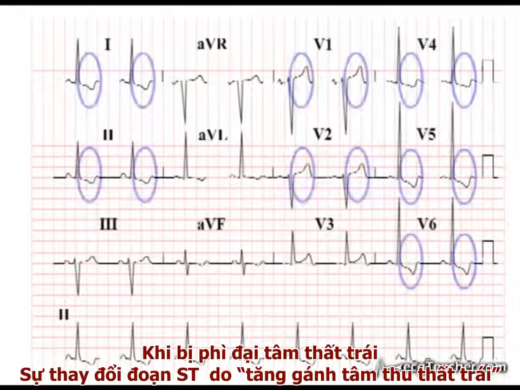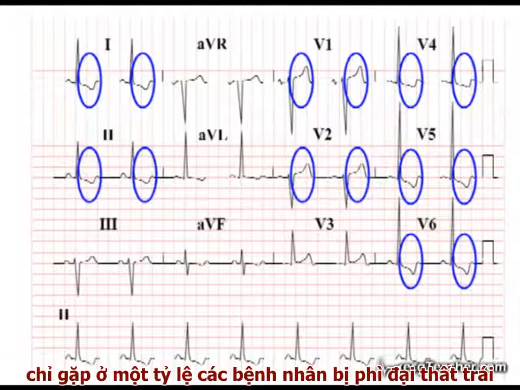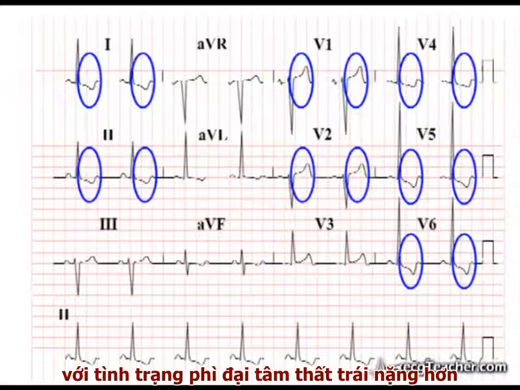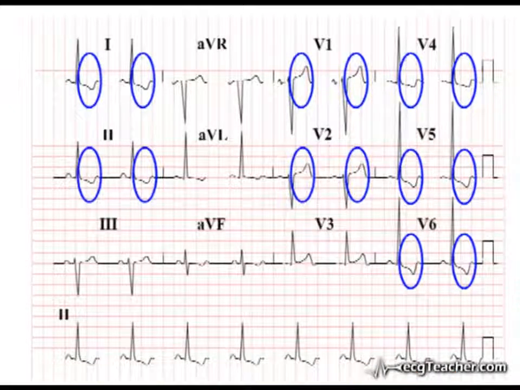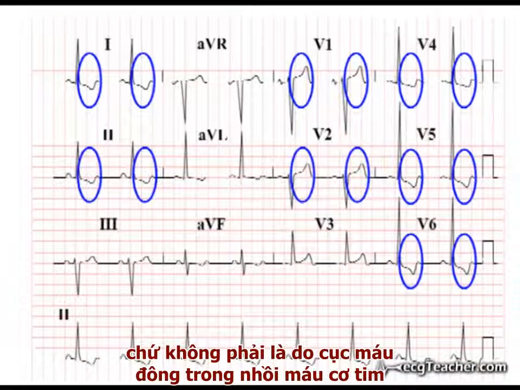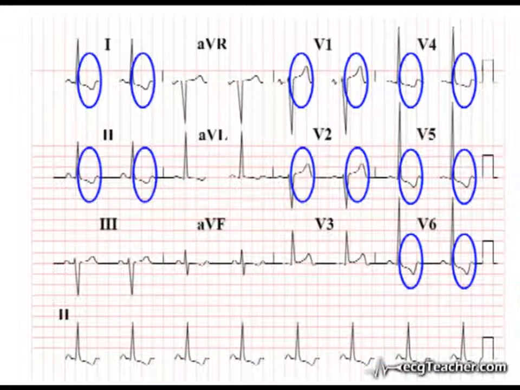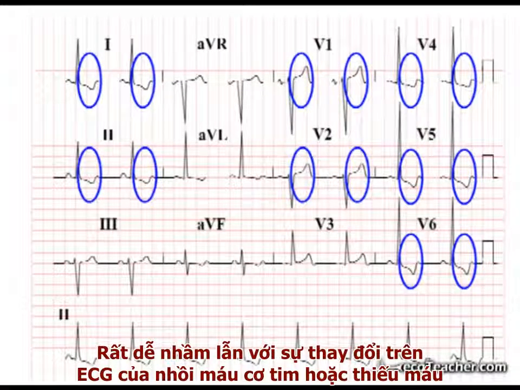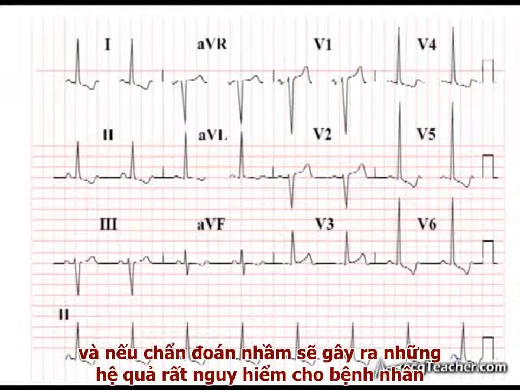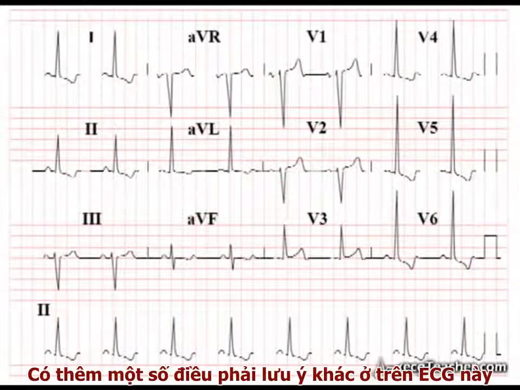The ST changes of the strain pattern are seen only in a proportion of patients with LVH and may identify a subgroup with a more severe degree of hypertrophy. The key point is that they are chronic changes and are not due to acute coronary artery thrombosis. They are easily confused with the ECG changes of infarction or ischemia, and misdiagnosis can have catastrophic consequences for the patient. There is one further point of interest on this ECG.